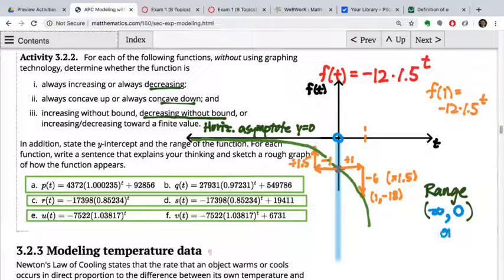Or if we wrote it as an inequality, which comes more naturally to most people, we would write something like y is less than 0. So we can hit any single y value as long as that y value is negative. But if that y value is 0, or if that y value is positive, there are no corresponding t values that we can have.